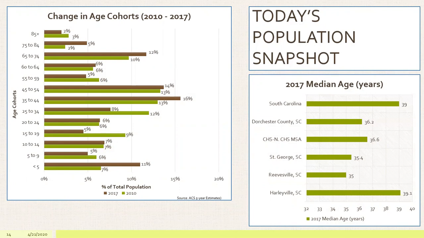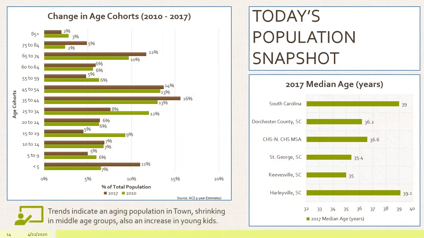The takeaway that I'd like you to see here is basically that from 2010 to 2017, trends are indicating an aging population in Harleyville, with some shrinking in some children's age groups, teens and adults, specifically 25 to 34, and pre-retirees aged 55 to 59. There's also some increases within the young children, those under 5, and some notable increase in those aged 35 to 54 and retirees, basically those elderly retirees aged 65 to 85 and over.